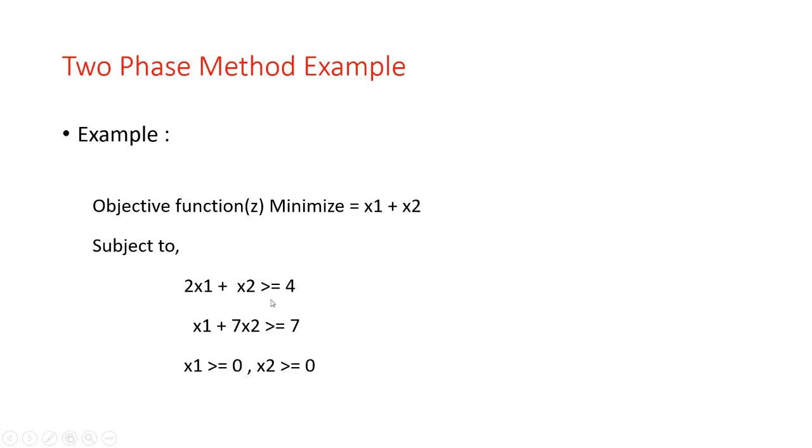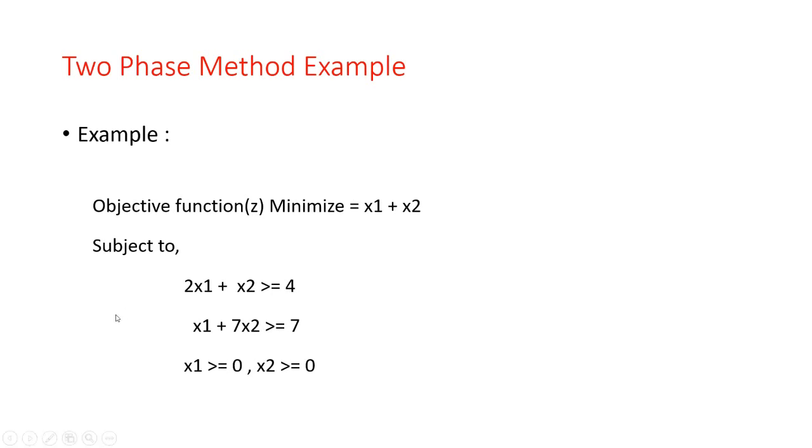So why do we use the two-phase method here? In this problem, the LHS is greater than or equal to the RHS, so we are using artificial variables. In the previous video, we discussed the simplex method. In the simplex method, if we have less than or equal to type equations, we use slack variables, and this type of equation we can solve by using the simplex method.